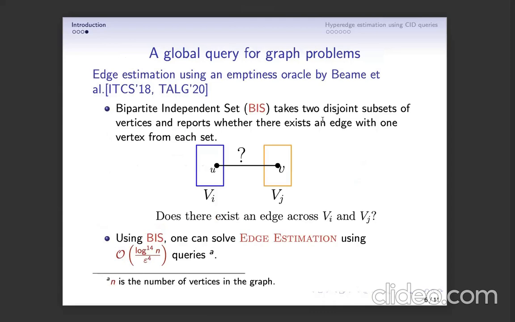A few years back, Beame et al. introduced a global query, namely the bipartite independent set, or in short, BIS query oracle, where the input to the oracle is two disjoint subsets of the vertices of the graph, namely V_i and V_j, and the oracle reports us if there exists an edge between these queried vertex sets. They have shown that log^14 n by epsilon^4 many BIS queries are enough to solve the edge estimation problem in a graph.